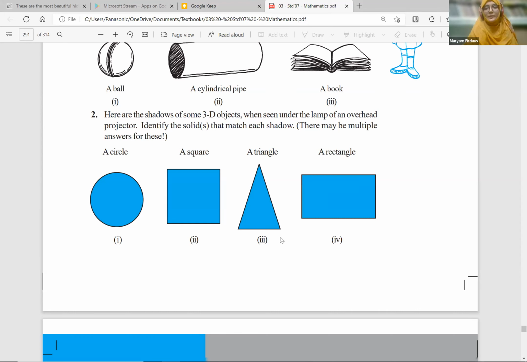So let's think about it together. Think about the first part together. If the shadow is in the shape of a circle, what could have been the 3D object? A cap. No, no. You have to tell about the shape of that object. Okay, but you're right. It can be a cap. But yeah, tell me, what could the shape of the object have been? The 3D object. What shape would the 3D object have been?